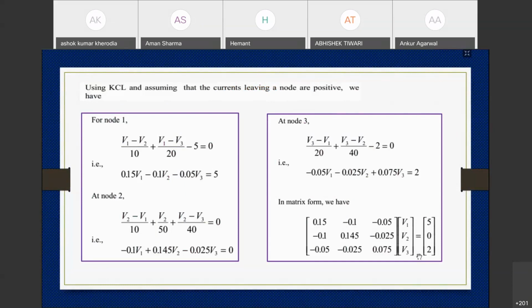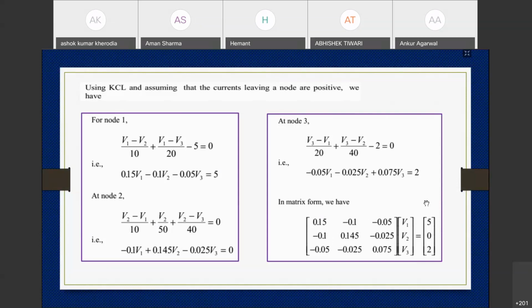That I have not explored. But what you are saying is that you want to write V1 minus V2 by 10 plus V1 minus V3 by 20 minus 5. Yes, you can do that, but then again you have to compute V1, V2, V3 by mathematical iteration. If you are writing the equation in terms of this and entering the matrix, this will represent your Y. I understand this point.